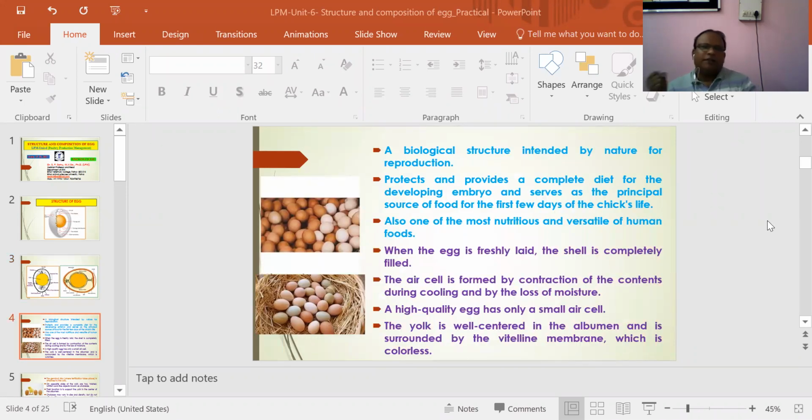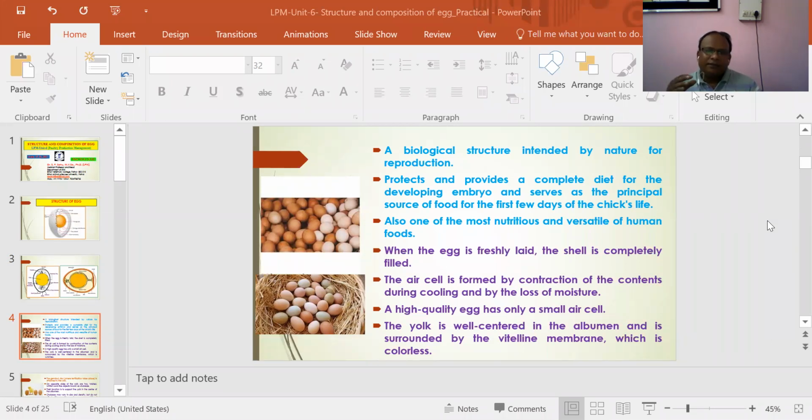So now, what is an egg? Egg is a biological structure intended by nature for reproduction. And egg is a natural product, a gift of nature, which helps in reproduction of birds. Egg protects and provides a complete diet to the developing embryo and serves as the principal source of food for the first few days of the chick's life.